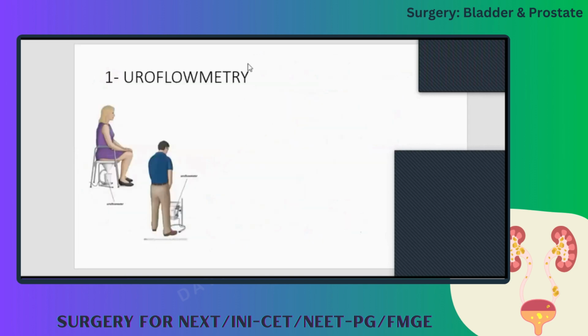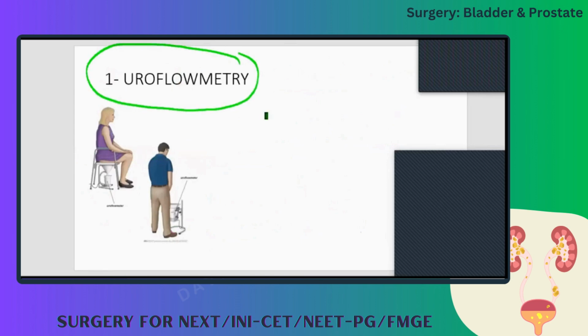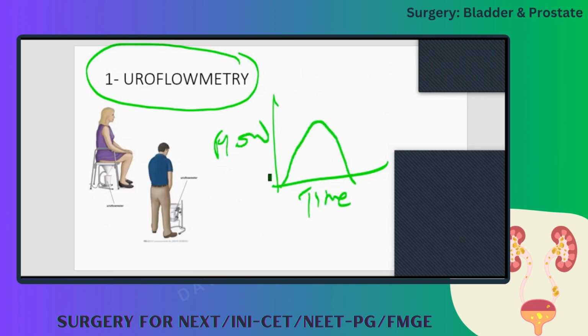So we'll discuss the various investigations we have. This is the uroflowmetry. There will be a graph with flow and time. So we have a curve like this. What happens in urinary obstruction is that the curve will decrease. Normally the flow will be around 10 ml per second. If it decreases, then we know that the patient is having obstructive urinary symptoms. Okay. So this is about uroflowmetry.